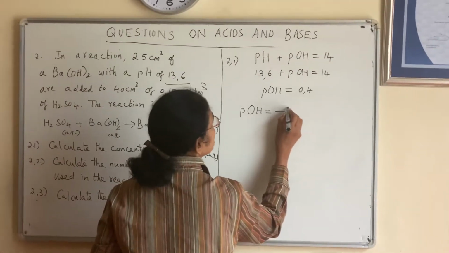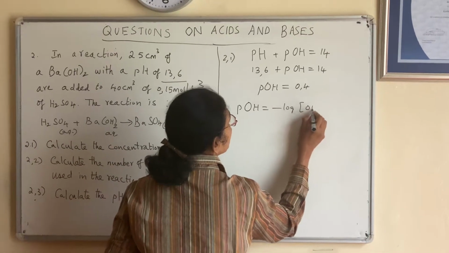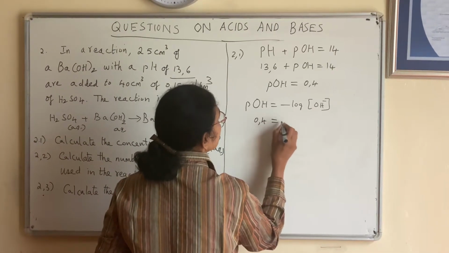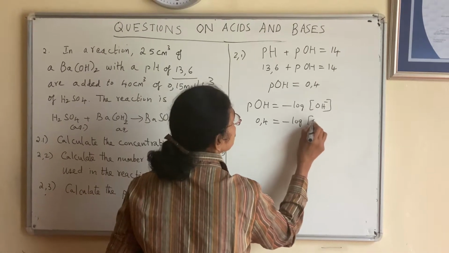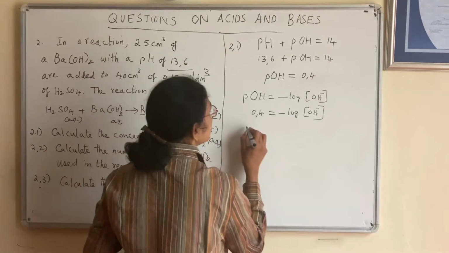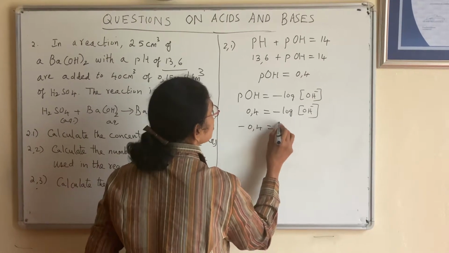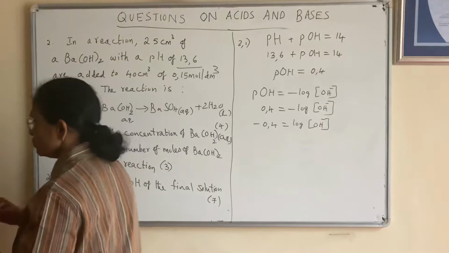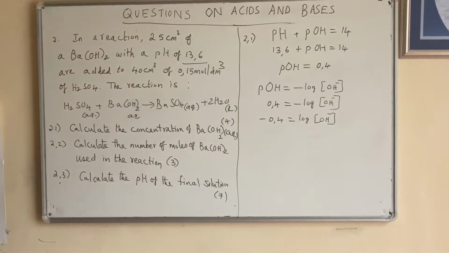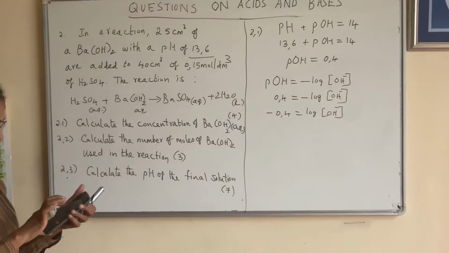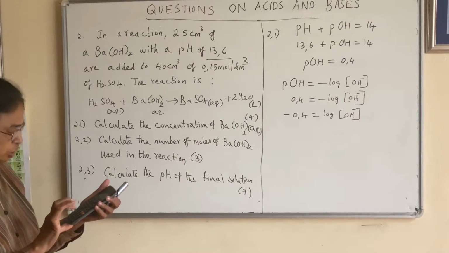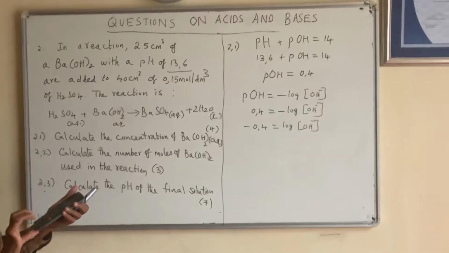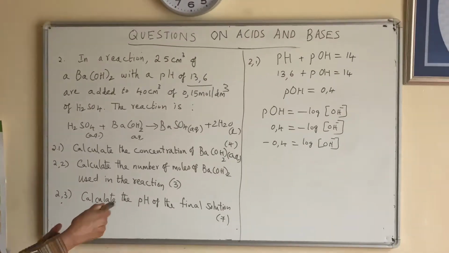Now let's use this formula: pOH is equal to negative log of OH minus. So now 0,4 is equal to minus log of OH minus. Let's take the negative sign to this side: negative 0,4 is equal to log of OH minus. So let's find out the concentration of OH minus. What we do is shift log of minus 0.4. You will get 3,98.